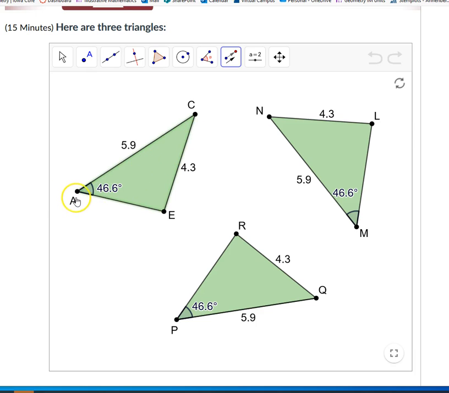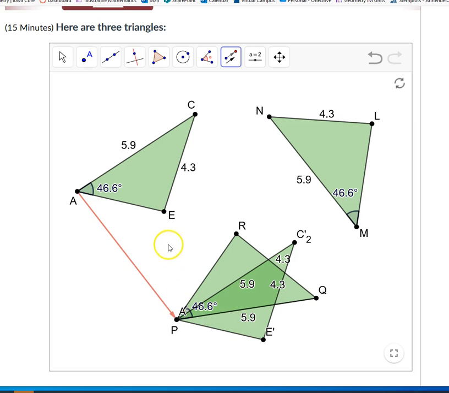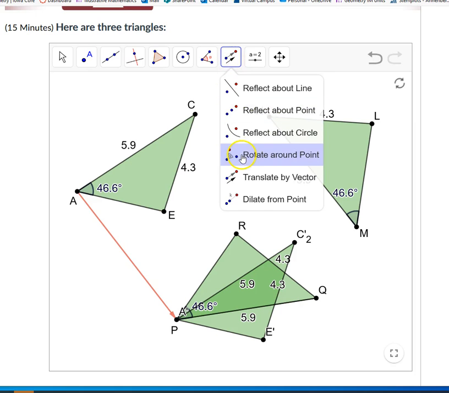So I select the triangle, point A to point P, and that moves my triangle down here. Now the other thing I've noticed is that side AC and side PQ appear to be the longest sides of the triangle, according to their measurements, 5.9 and 5.9. So those sides must be congruent. Therefore I need to rotate this triangle about point A so that A prime C prime maps onto PQ. So I need to choose the rotation.